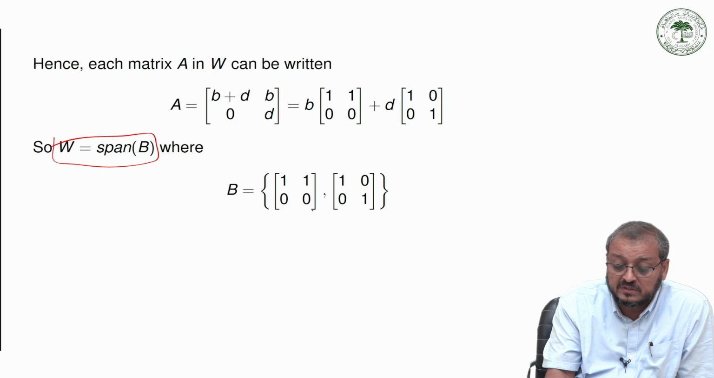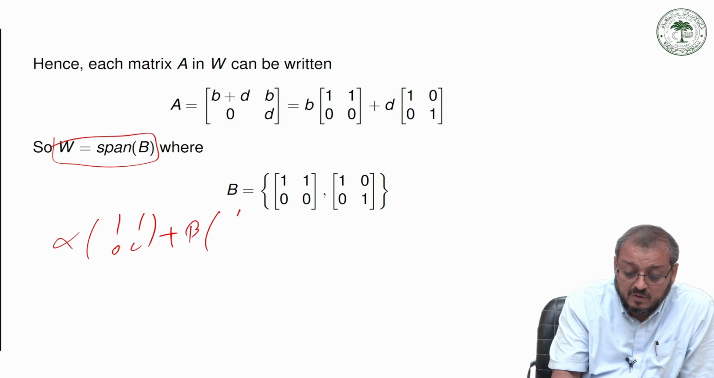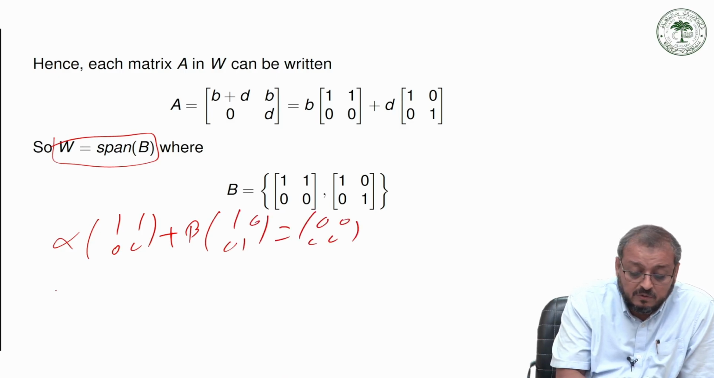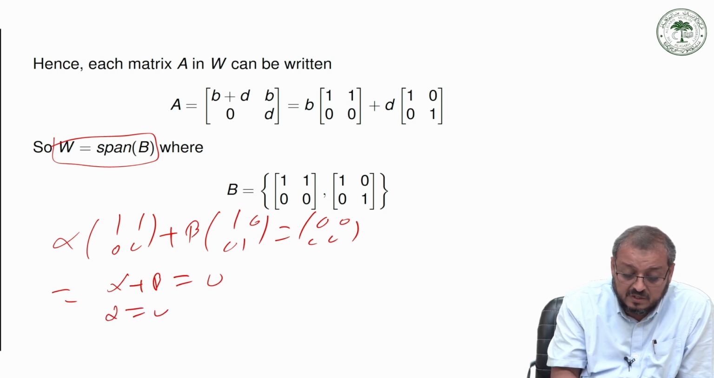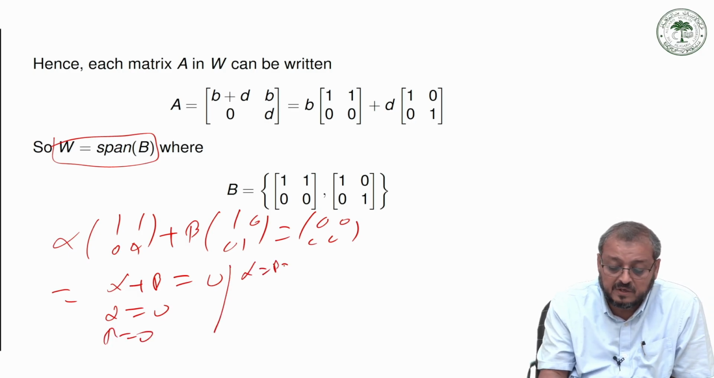Clearly these two vectors are linearly independent. Why? We have alpha times 1 1 0 0 plus beta times 1 0 0 1 is equal to 0 0 0 0. So we just say that alpha plus beta is equal to 0, then alpha is equal to 0, and then beta is equal to 0. So clearly alpha is equal to beta is equal to 0.